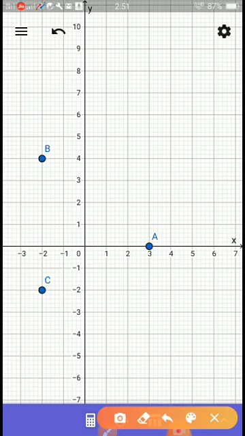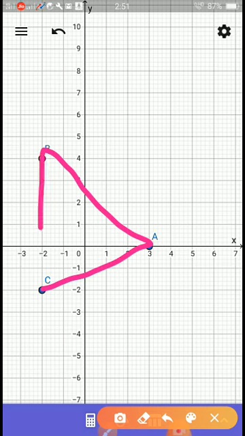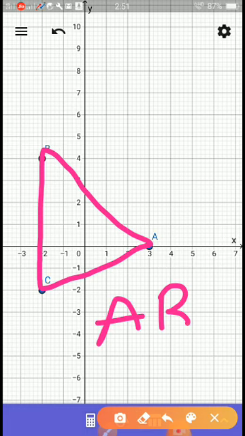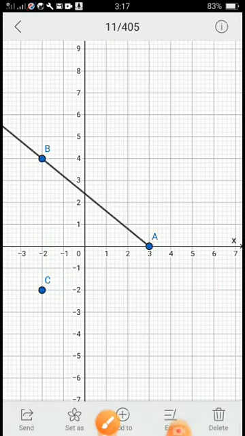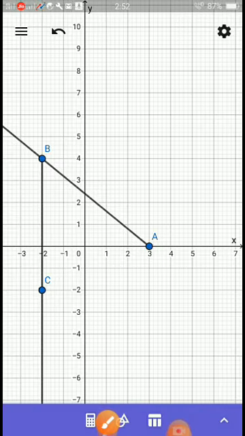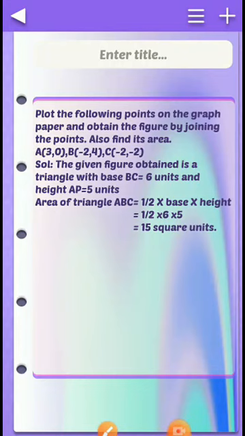So now what is our next step? We have plotted the points. Just join the points. So what do I get here? Yes, it is a triangle. So that means my ABC is a triangle. Okay, so I'll join the points AB, then BC, and then AC. So I have got the figure as the following.